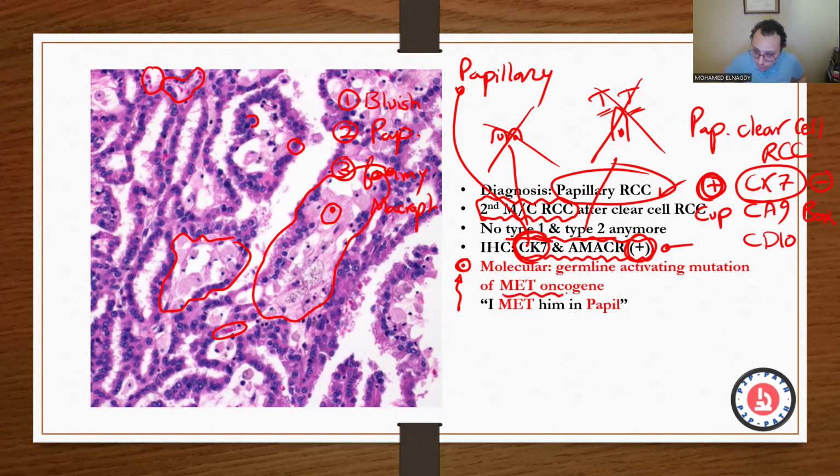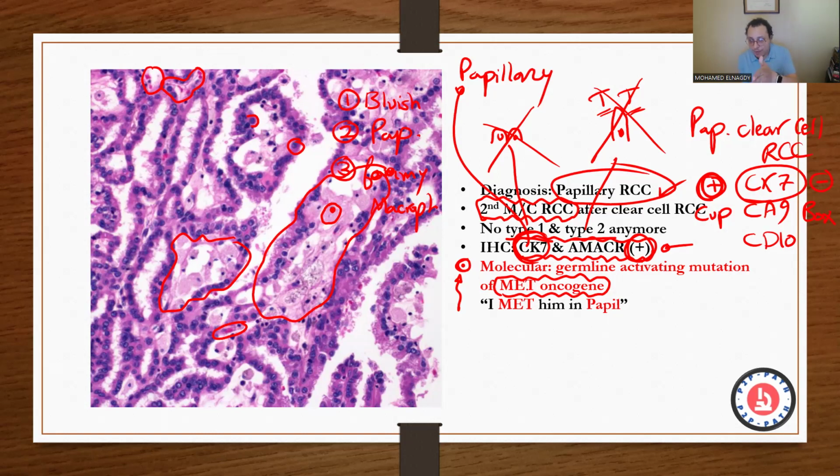It's the MET oncogene. MET is a kind of tyrosine kinase. It's an oncogene which acts as a tyrosine kinase, and it leads to abnormal cellular proliferation. There is a germline activating mutation in some types of papillary RCC, which is the MET oncogene. Germline activating mutation of the MET oncogene.